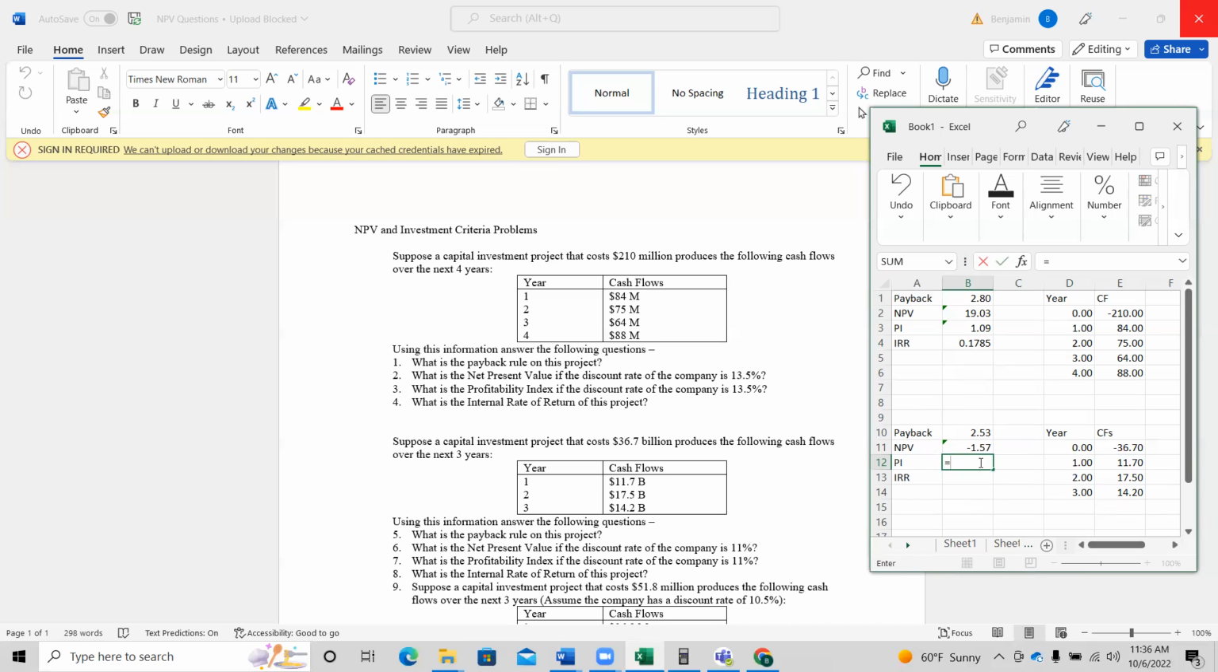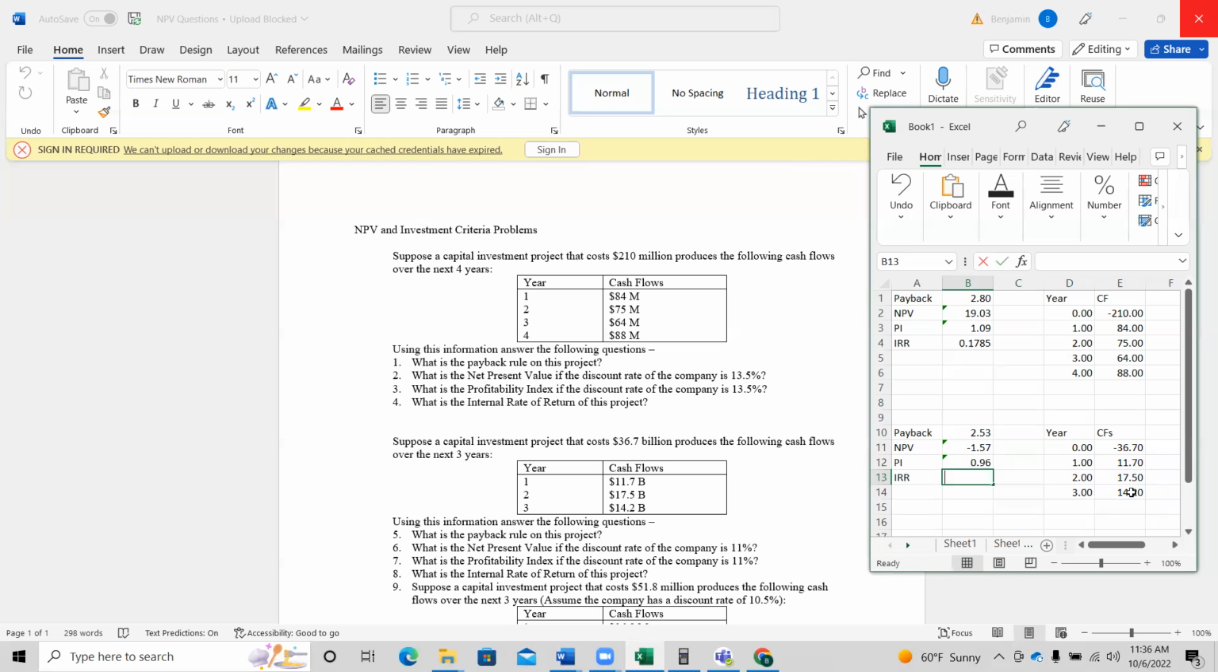Let me calculate the profitability index here. I'm going to say the net present value with an 11% discount rate. I'm going to highlight my future cash flows, and instead of subtracting off the initial cost of the project, I'm going to divide by the initial cost of the project. And I'm going to get something less than 1, right? Because I know that the net present value is negative. And there you see a profitability index of 0.96.